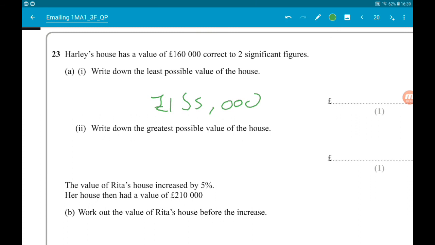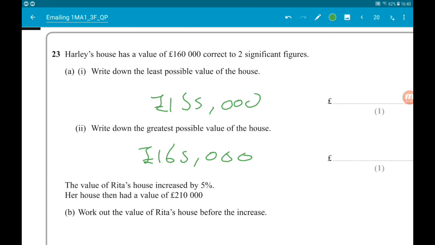Okay, then A part 2 wants us to write down the greatest possible value of his house. So upper bounds are a bit of a funny one. We use the smallest number that wouldn't round down. So that's going to be 165,000. However, really, I would say that should be 164,999 pounds 99p, and you do get away with that in the mark scheme, because really 165,000 rounds up to 170,000, but 165,000 is really what they look for.